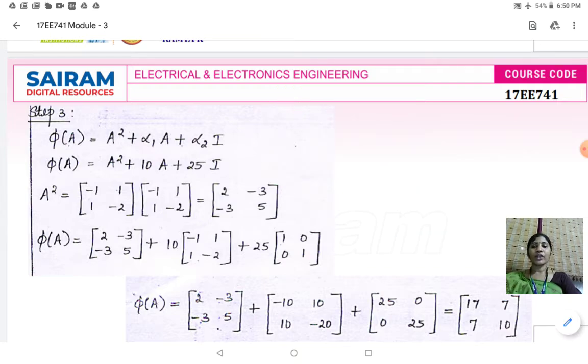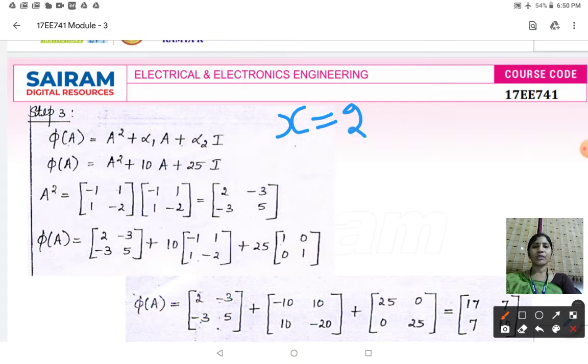So phi of A is equal to, since in this problem the number of state variables is 2, we can write phi of A is equal to A square plus alpha 1 A plus alpha 2 into I.